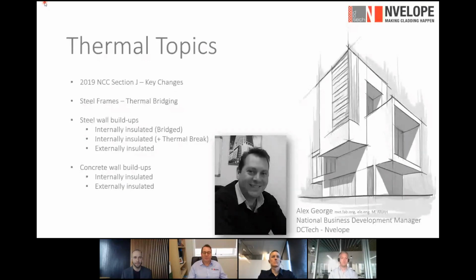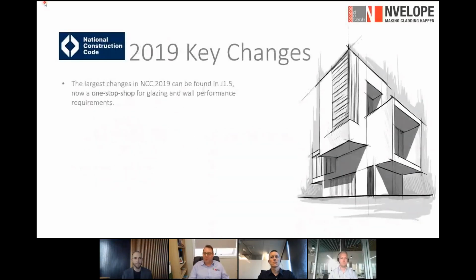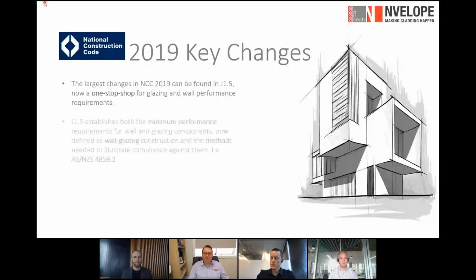both internally insulated and externally insulated. So let's get started first with the NCC, and we all know 2019 came with some big changes, and a lot of those went into Section J1.5 for those who know it. Now it's the one-stop shop for glazing and wall performance requirements. So in Section J1.5, it's going to look at the minimum performance requirements for wall and glazing, and those components are now defined as wall-glazing, with the construction and methods needed to demonstrate compliance against them.